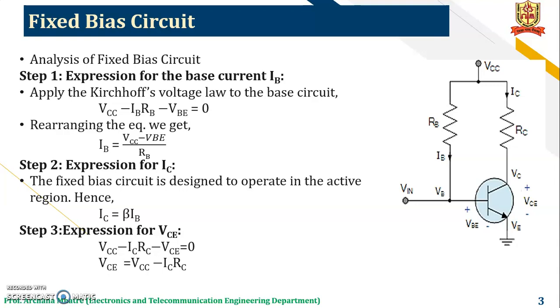Step 2. To calculate the value of IC. The fixed bias circuit is designed to operate in the active region, hence IC is equal to beta IB. Step number 3 is the expression for VCE. VCC minus IC RC minus VCE is equal to 0. So VCE is equal to VCC minus IC RC.